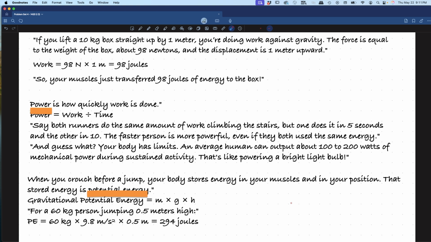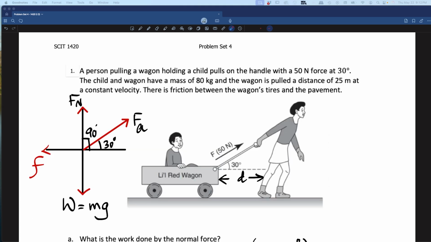The formula for gravitational potential energy is mgh, which is mass multiplied by 9.8 meter per second squared times the height. So as an example, if a 60 kilogram person jumps 0.5 meters high, then you have m, g, and h. Multiply them and you get the gravitational potential energy of the person at the highest point as 294 joules. All right, now let's get to the problems.